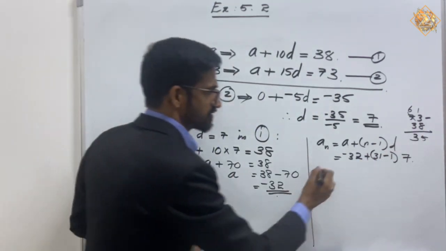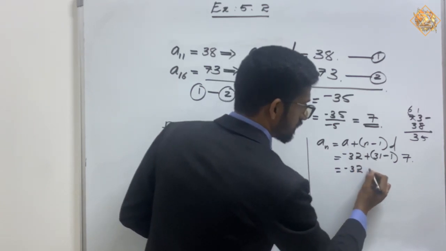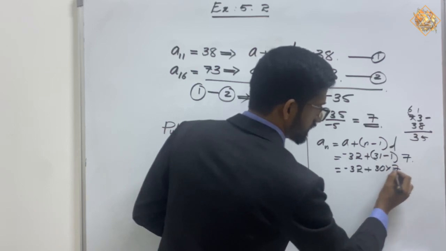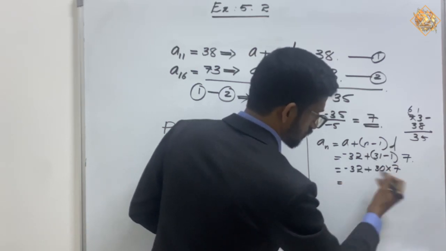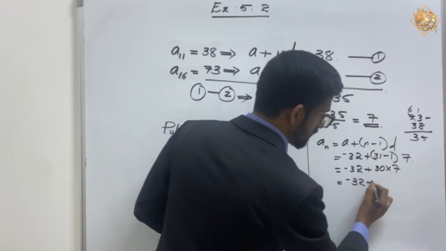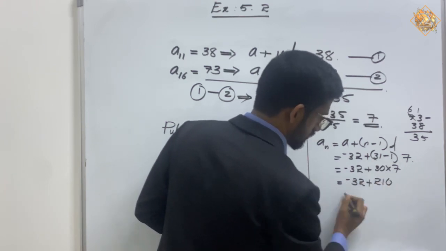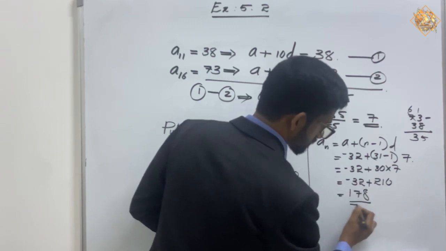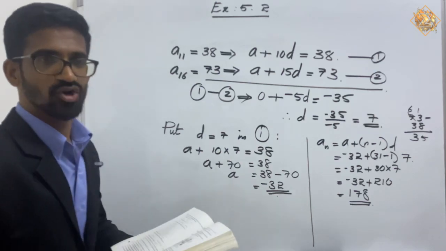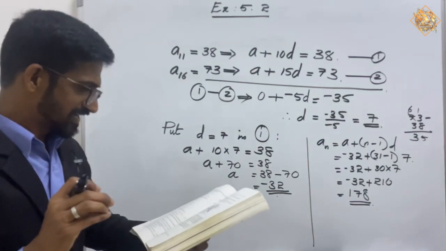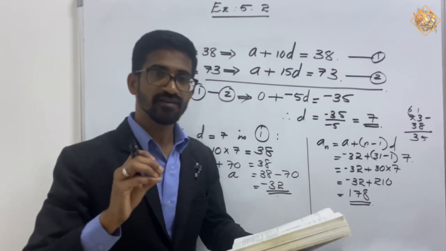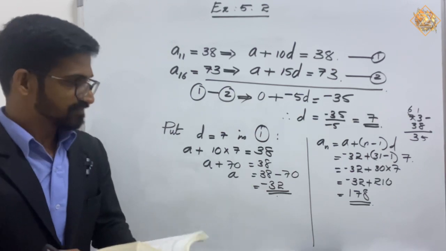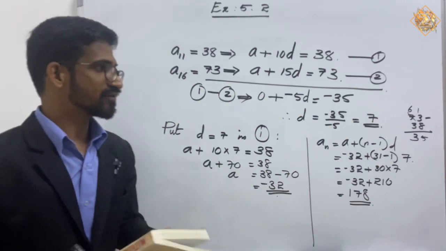So solving here, minus 32 plus 31 minus 1, that is 30, into 7. 30 into 7 we can write as 210. So minus 32 plus 210, solving here we will get 178. Hope it is clear. So finally, the 31st term of the given AP is 178. Okay, please take it to your notebook. We will solve a few more similar kinds of questions right now.